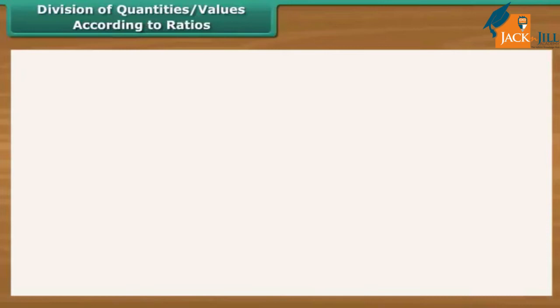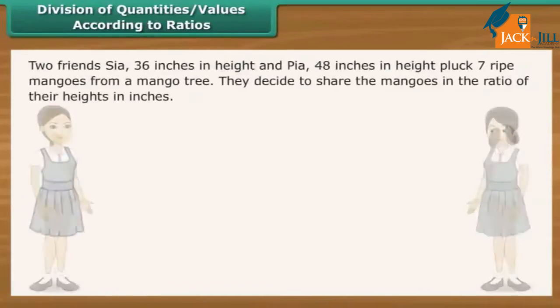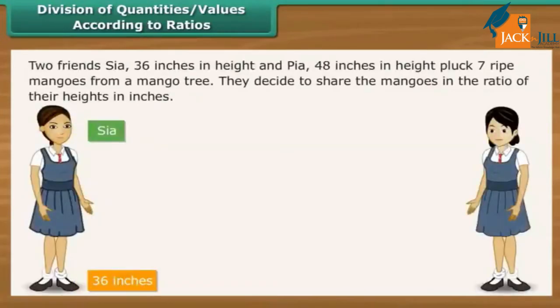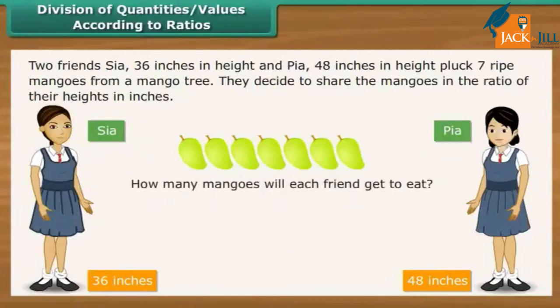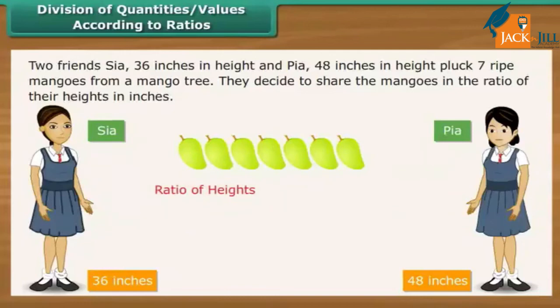Division of quantities, values, according to ratios. Let us now use ratios to divide quantities and values. Two friends Sia, 36 inches in height, and Pia, 48 inches in height, pluck 7 ripe mangoes from a mango tree. They decide to share the mangoes in the ratio of their heights in inches. How many mangoes will each friend get to eat? Let us first find the ratio of their heights. The ratio of their heights is 3:4.